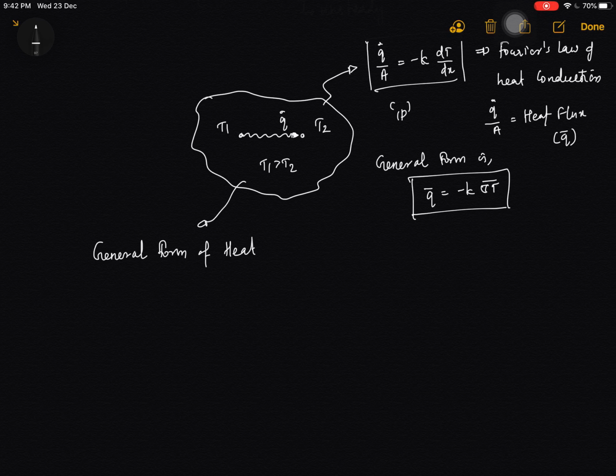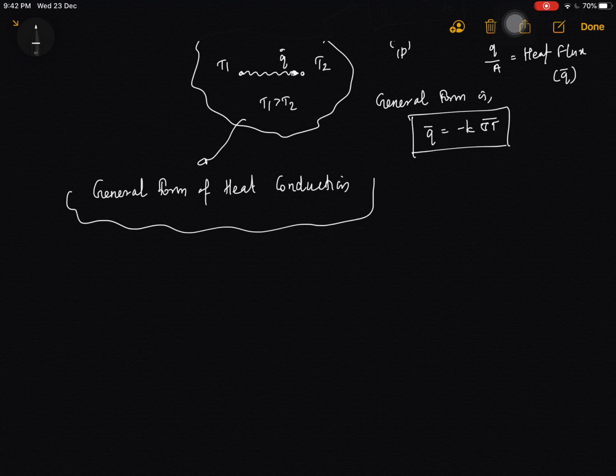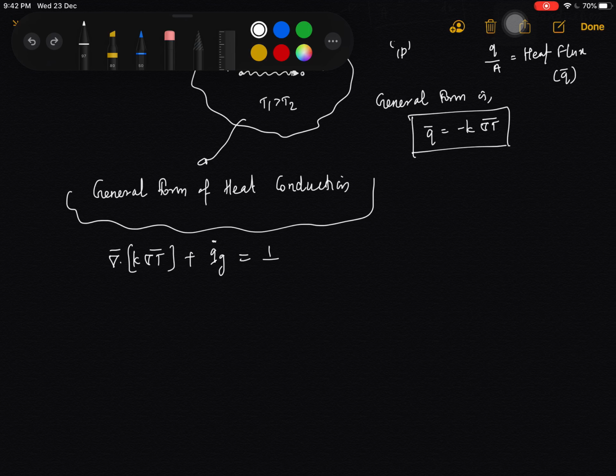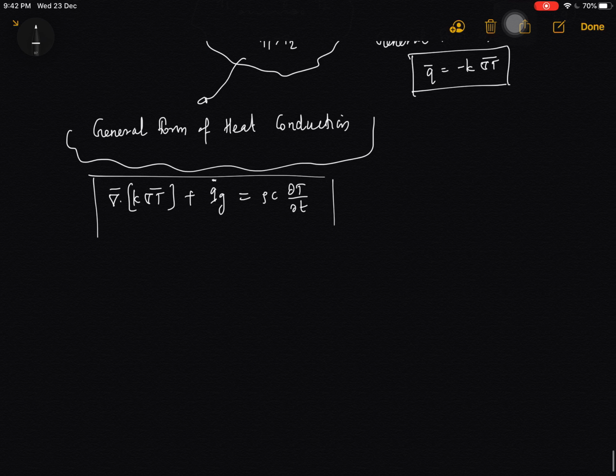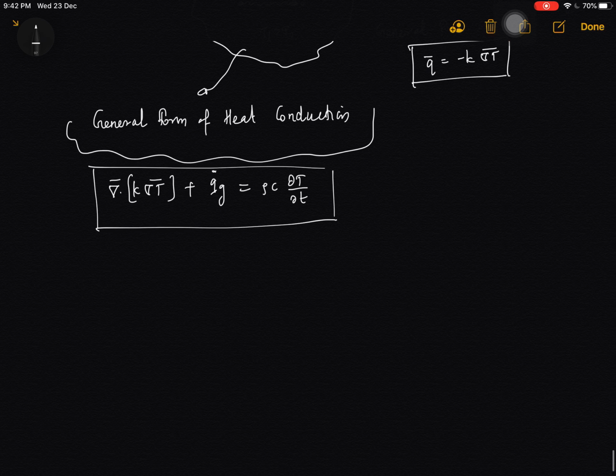This general form of heat conduction is nothing but an energy balance done on a body in which some heat transfer is occurring by conduction, and the equation will be del dot K del T plus Q dot G will be equal to rho C dot T by dot t. So this equation is the general heat conduction equation.